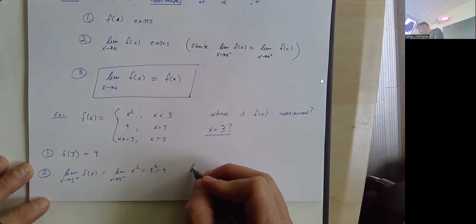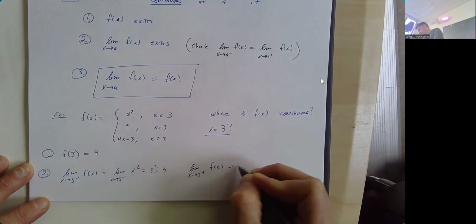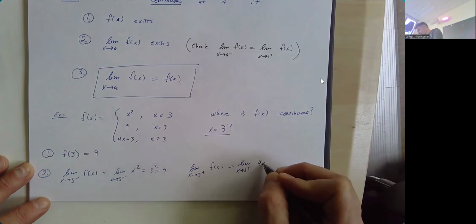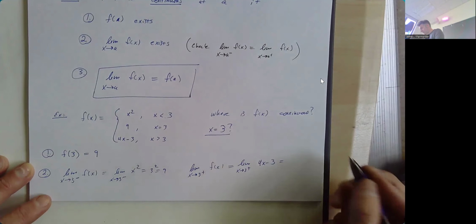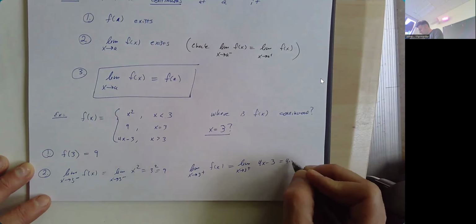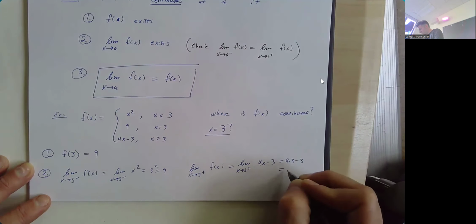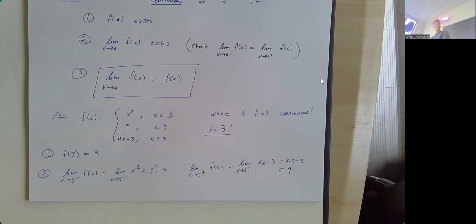But if we look at the limit as x approaches 3 from the right-hand side, that's going to be the limit as x approaches 3 from the right-hand side of 4x minus 3. We plug in, we're going to get 4 times 3 minus 3, which is 12 minus 3, which is 9. Great. The limit is 9, which is not enough. We also have to say that the function is 9.